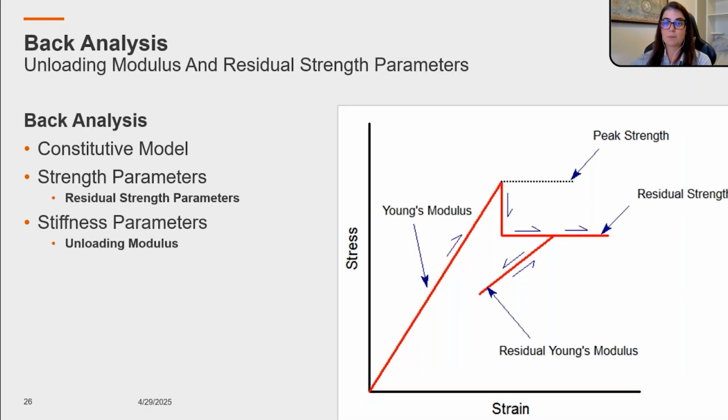So starting with the back analysis. Back analysis is a powerful technique we use to refine our numerical models. It involves adjusting the soil parameters in our model until it reproduces the behavior we've observed in the field. So think of it as an iterative process. We vary the unknown parameters, run the model, compare the results to reality, and then repeat until we get a good match. In this process, we can modify various aspects of the soil model, including the constitutive model itself, the strength parameters, and the stiffness parameters.